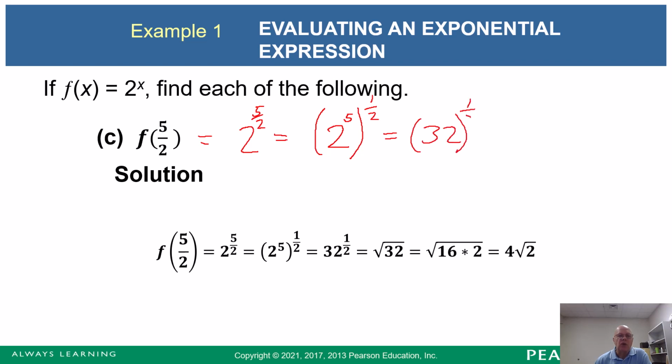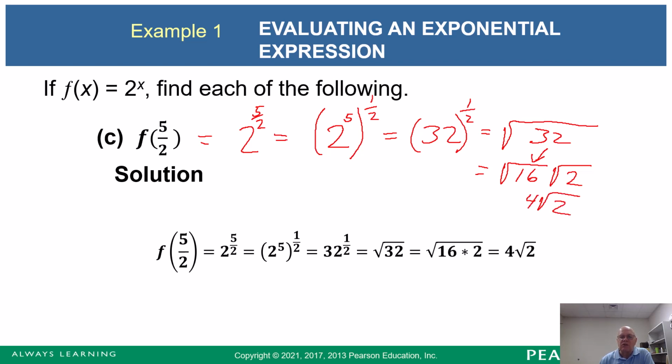Then we'll take the square root of that. We can write it like this. Now notice 16 is a perfect square, and it divides into 32. In fact, it's the biggest one that will. So we can split the square root of 32 into the square root of 16 times the square root of 2. Why do we do that? Because this part will come out even. The square root of 16 is 4, so our final answer is 4 square root of 2, as you can see below here.